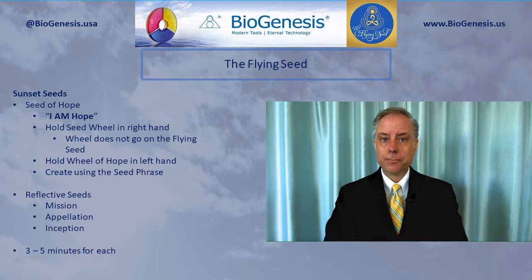We create using the seed phrase for that seed of hope, even though we are holding the wheel for that seed of hope in our right hand. So we do that, then we set the wheel of hope back next to the flying seed, and we set aside that wheel for the seed of hope. We'll sleep with that under the pillow at night. Then we go ahead and do our reflective seeds. We do it in reverse order: mission, then appellation, then inception.